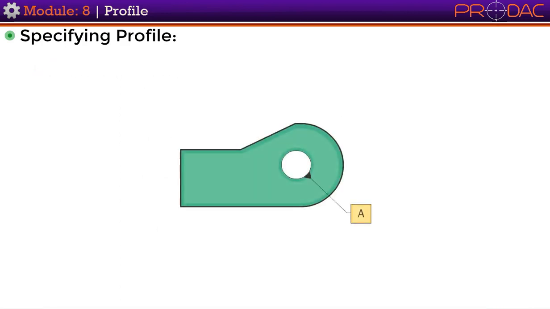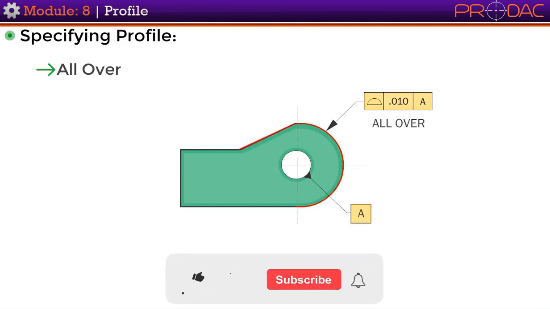Third one is called all over. If a part such as a casting or forging is to be controlled with a profile tolerance over its entire surface, the note all over is placed beneath the feature control frame as shown here. When all over profile tolerance is applied, it extends everywhere, even to the whole profile. Please be careful. All over literally means all over, so it covers all the surfaces. So use this with caution.